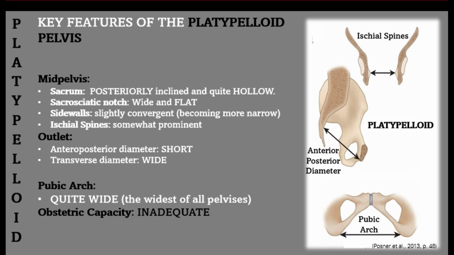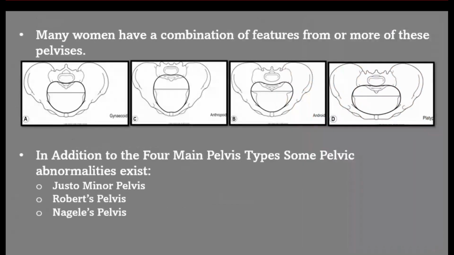The diameters of the outlet: AP diameter is short, transverse diameter is wide. The pubic arch is quite wide. It's the widest of all pelvises. And the obstetric capacity of this pelvis is inadequate, and the prognosis for vaginal birth is poor.